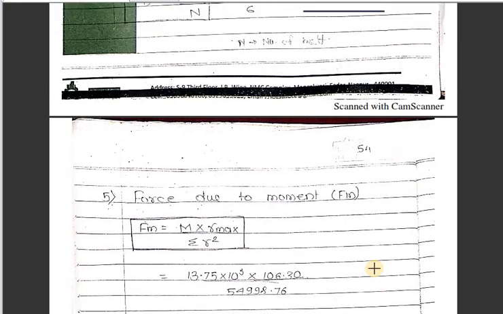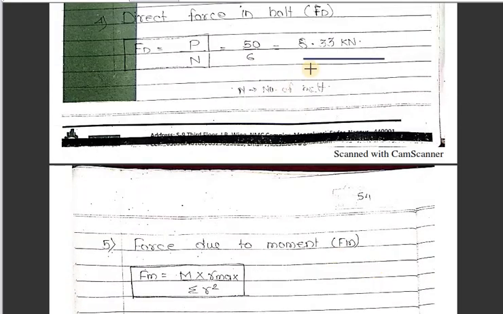Now, force due to moment. In the previous case we calculated the direct force in the bolt, FD. Here in this case we are calculating FM, the force due to moment. After taking the load on each bolt, there will be a moment caused on each bolt. How do we find out the moment created on each bolt?